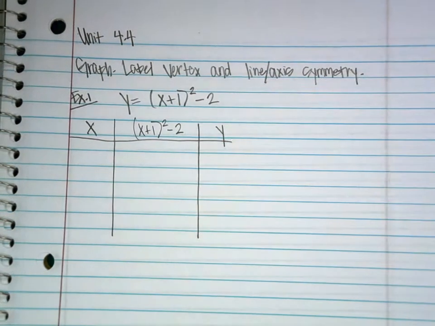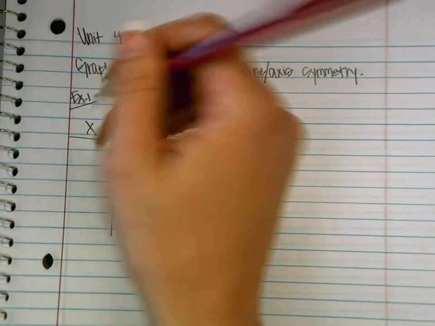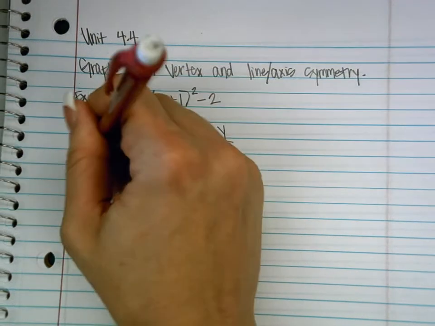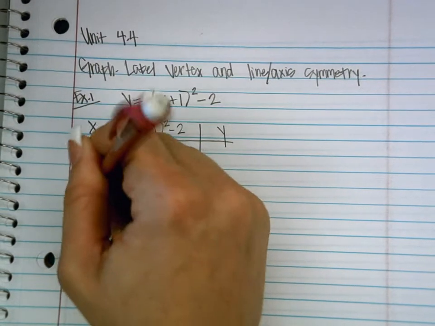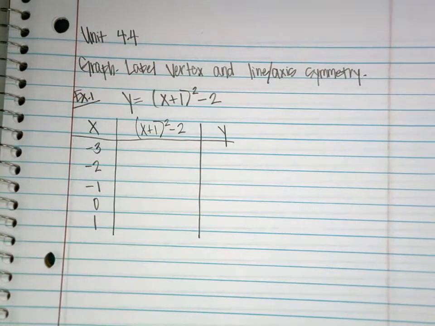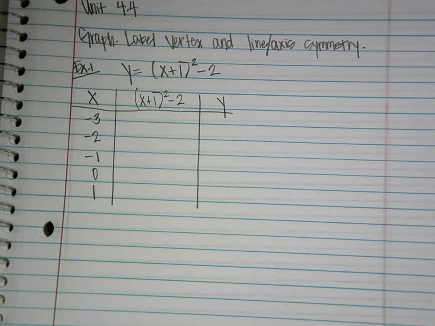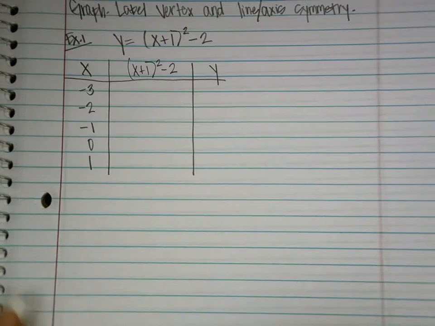Okay, and we're going to plug in, let's go from -3, -2, -1, 0, and 1. And I will always tell you what points to plug in. Okay, so you will not have to guess at what points to plug in. I will tell you them. I decided these are the numbers you're going to plug in. Okay, so first thing we're going to do is we are actually going to plug in.